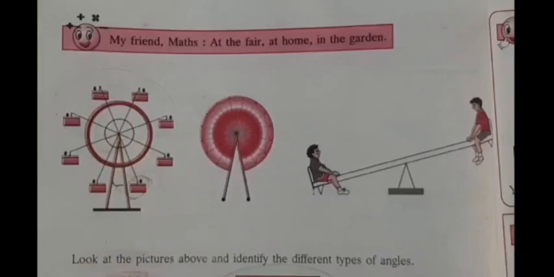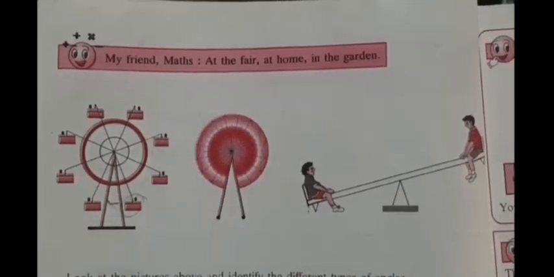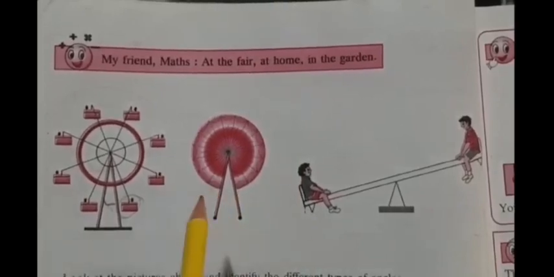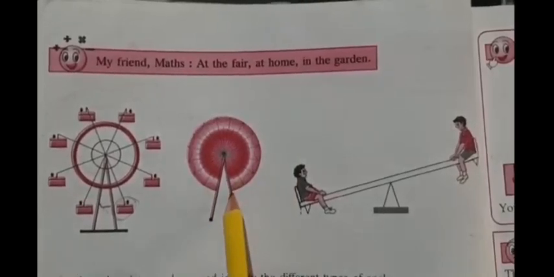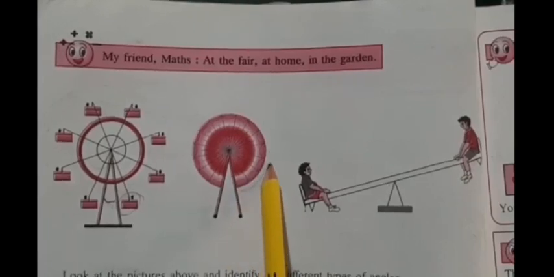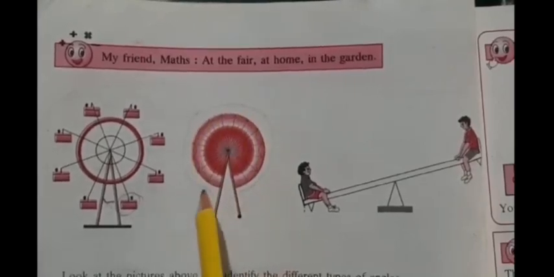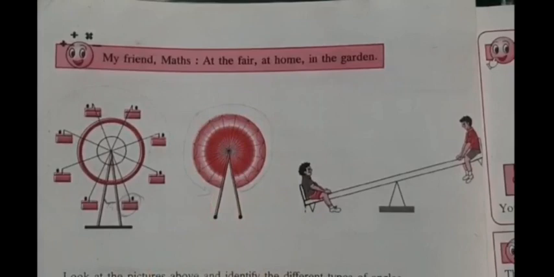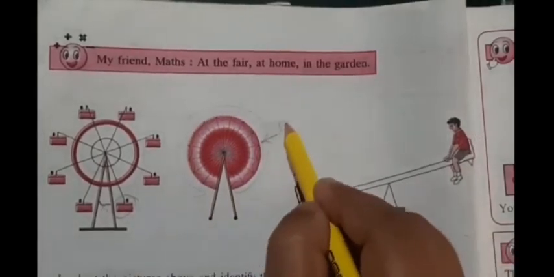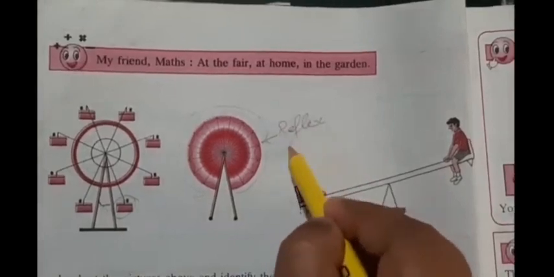Okay. Now the next picture is of the fan. If you see the fan, when we are opening it, are we opening it from here? Yes or no? The fan has been opened from this side or this side, any one side. Suppose I am considering it from here. Then it has opened from here till here, isn't it? So it is more than 180 degrees and less than 360 degrees. So on this side we are having a reflex angle.